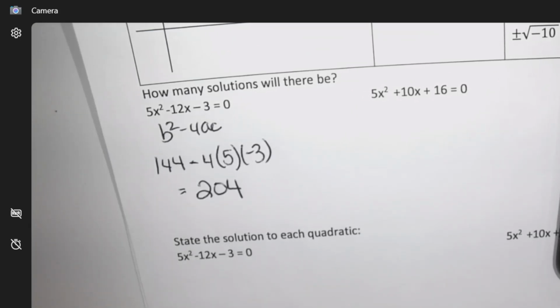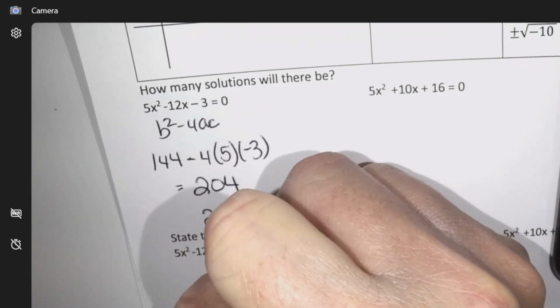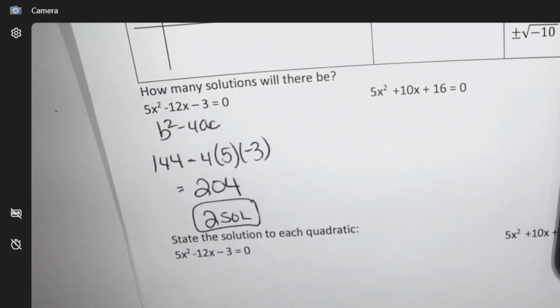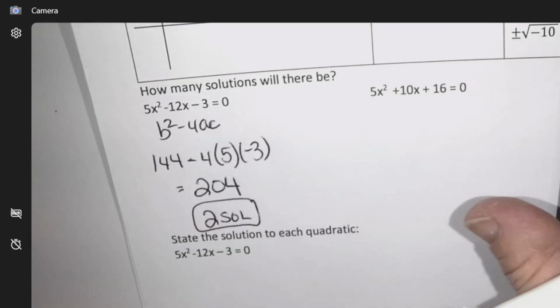I got 204. So how many x-intercepts would we end up with if this is the root part? You're going to get 2 x-intercepts out of it. All I'm looking at is that it was positive. 204 is bigger than 0. Positive.